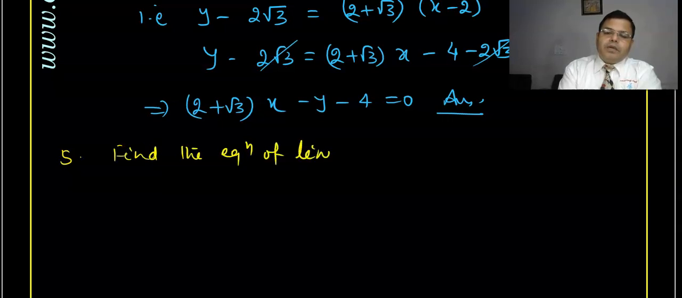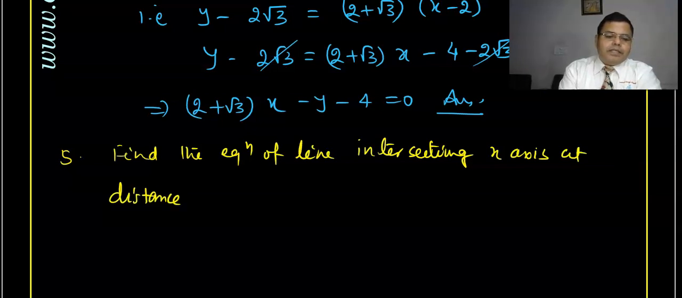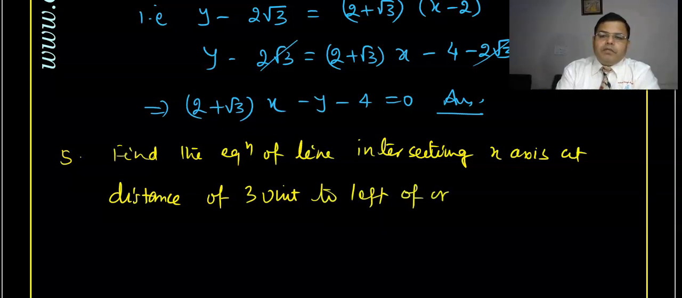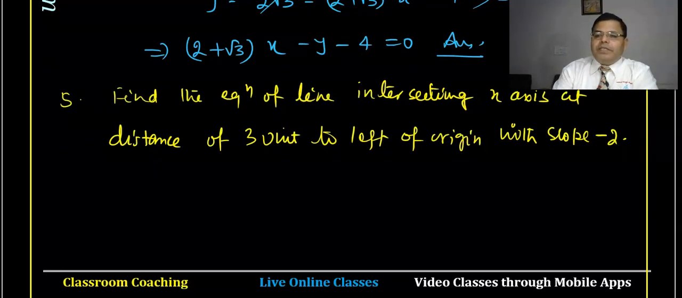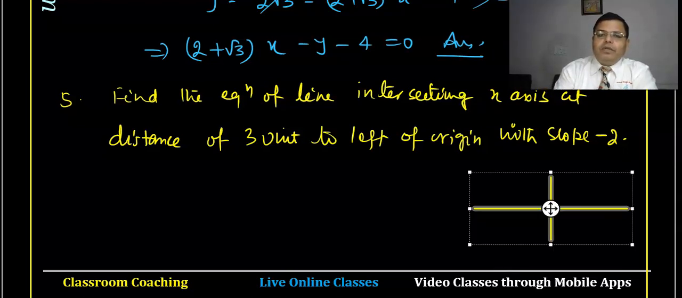Find the equation of the line intersecting the x-axis at a distance of 3 units to the left of the origin with slope -2, right? So what is the meaning of this? If the line is passing through, the slope is negative, right?